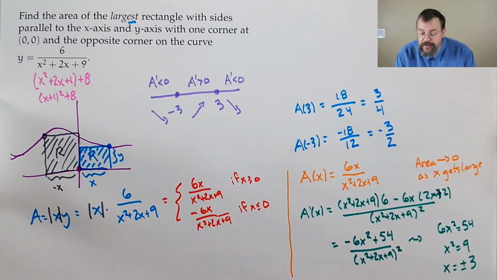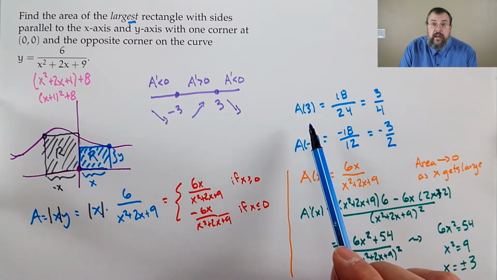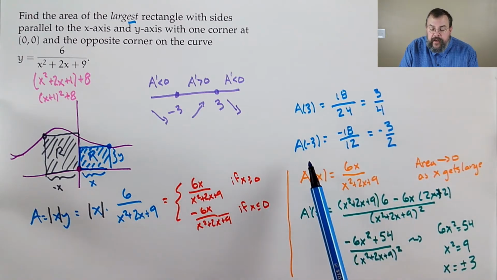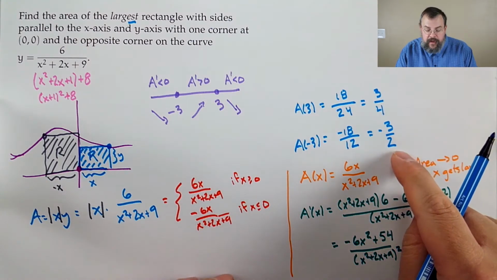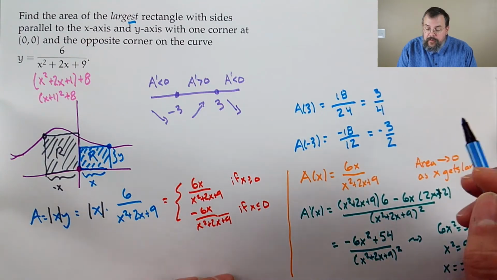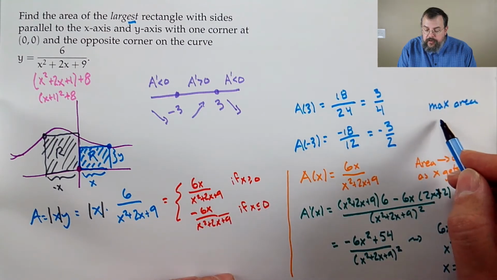Now, we're almost done. If I choose the other corner of the rectangle to be at x equals 3, the area would be 3/4. If I plug in negative 3, I would get the signed area to be negative 3/2. But I get rid of the sign, so the real area of the rectangle when I plug in negative 3 would be positive 3/2. Well, 3/2 beats 3/4. So the max area would be 3/2.